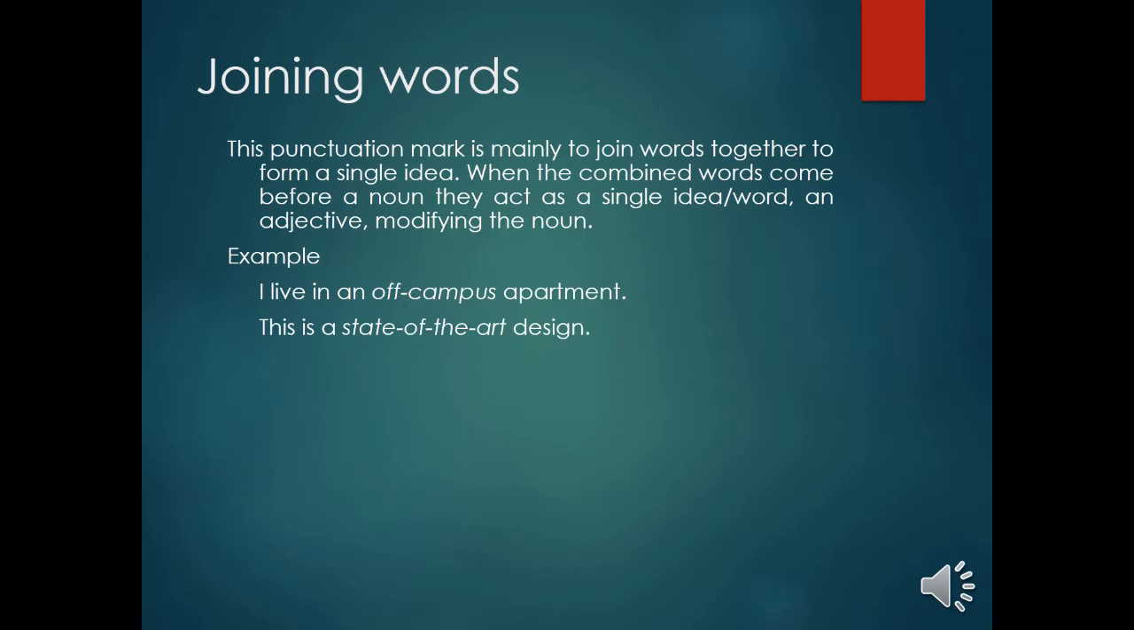Off-campus is a new idea created by bringing off and campus together. And this combination forms an adjective, modifying the noun apartment. In the second sentence, state-of-the-art, you have four words joined using the hyphen. And these four words now create a new single idea, modifying the noun design. This is a state-of-the-art design.